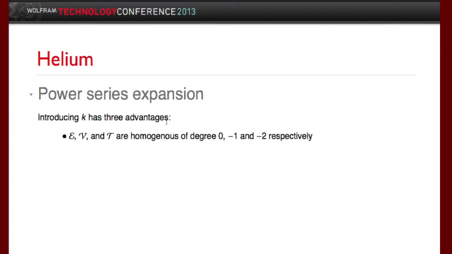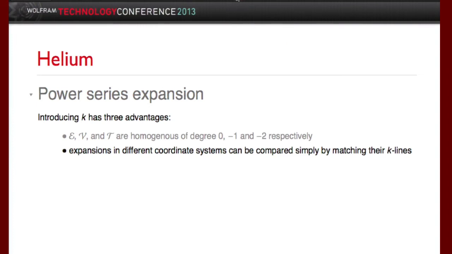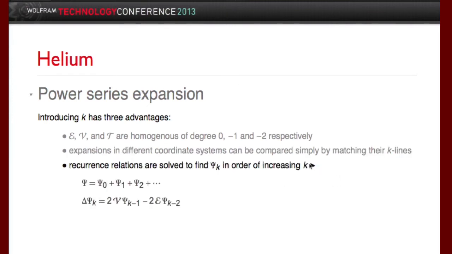E, V and T are homogeneous of degree 0, -1, -2 respectively. We can look and we can solve in different coordinate systems, and what we have to do is just match solutions by their homogeneity, matching K, and we can actually solve the equations in terms of determine the solution in terms of functions of increasing homogeneity or increasing degree, and the Schrödinger equation just becomes this, that the Laplacian acting on psi k, we have a recurrence equation which involves the potential and solutions that we've already done. So solving the Schrödinger equation reduces to solving this recurrence.